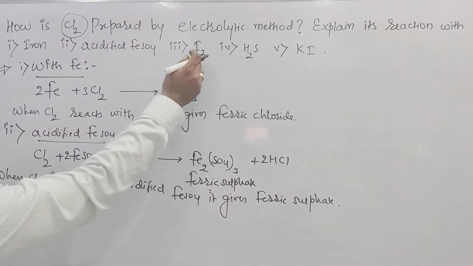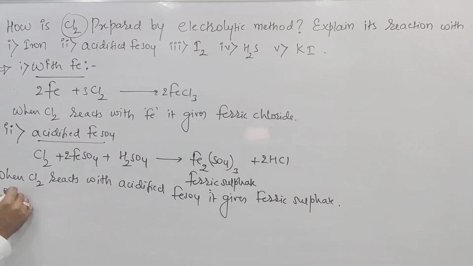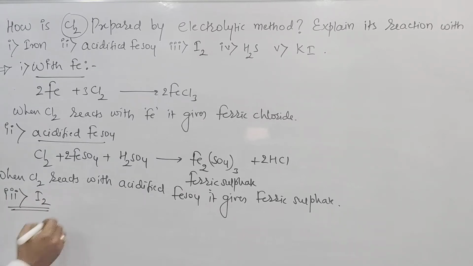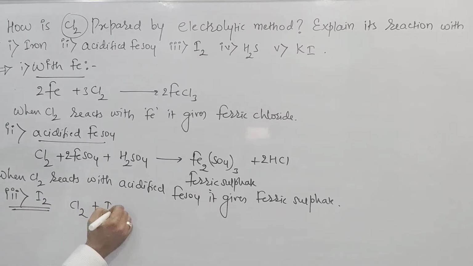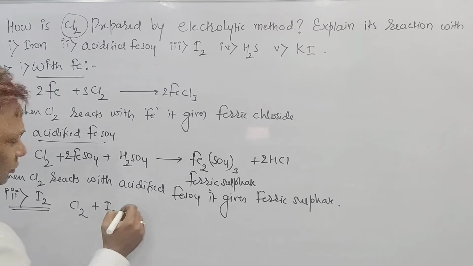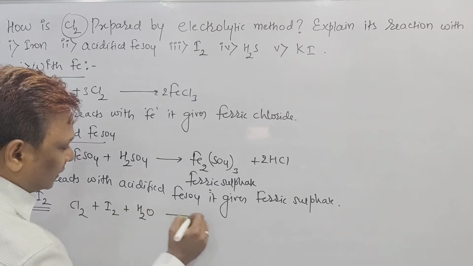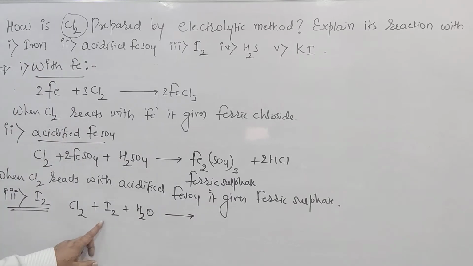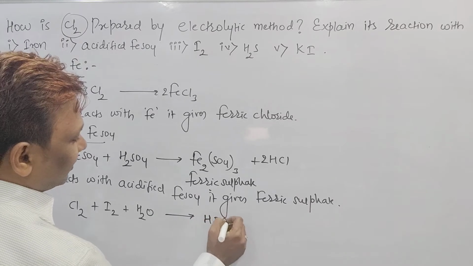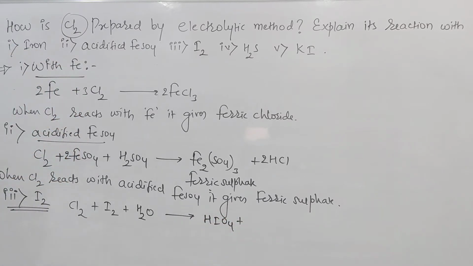Right? Third one, reaction of chlorine with iodine, beta. Iodine is in solid form, so I should take the aqueous form, so add water molecules. When chlorine reacts with iodine, it gives rise to HIO3 plus HCl. Iodine is 2 here, and chlorine is 2, means make it 5.